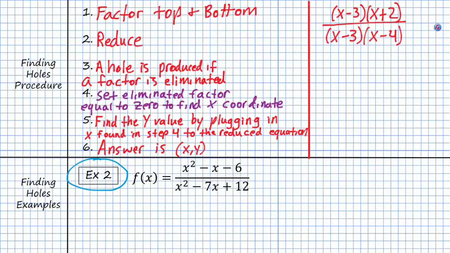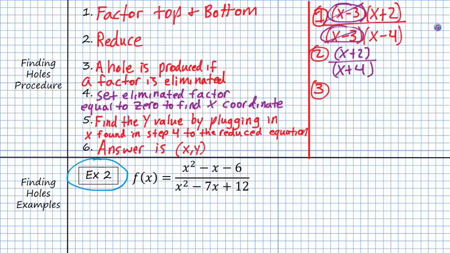All right, so I've factored. So that was step 1. And now I'm going to move on to step 2. So now I want to reduce. So what I see is that I have this term here, x minus 3 and x minus 3. So those are going to go ahead and cancel each other out. So now I'm left with x plus 2 over x plus 4. So now I've reduced. Then I move on to step 3.